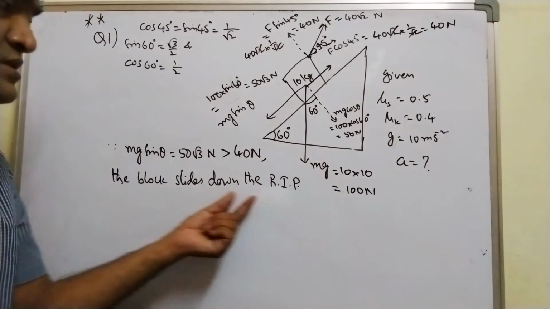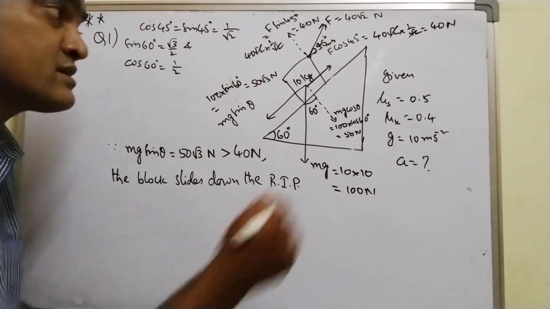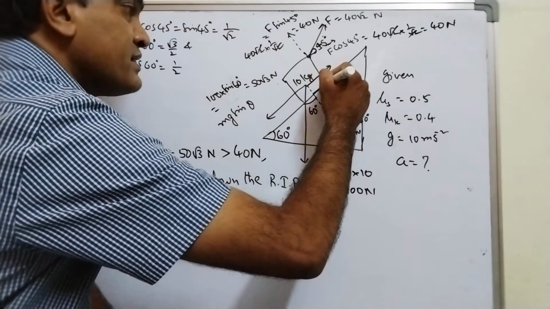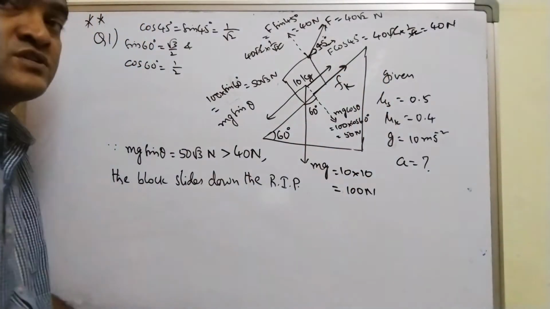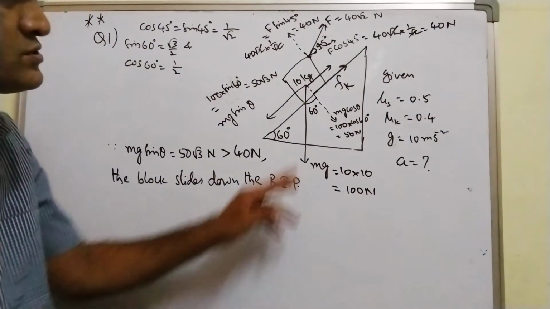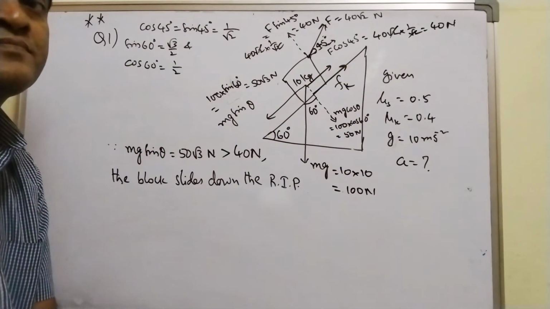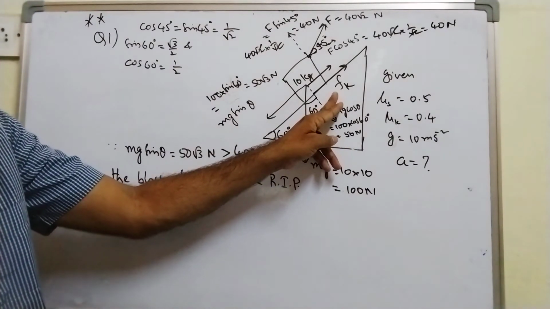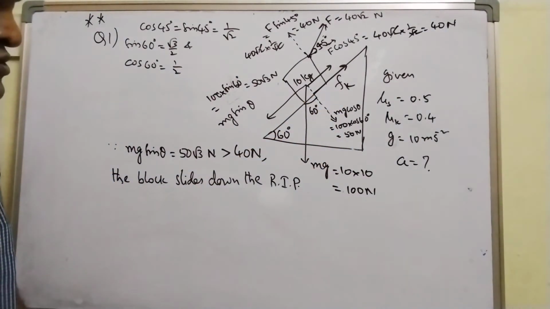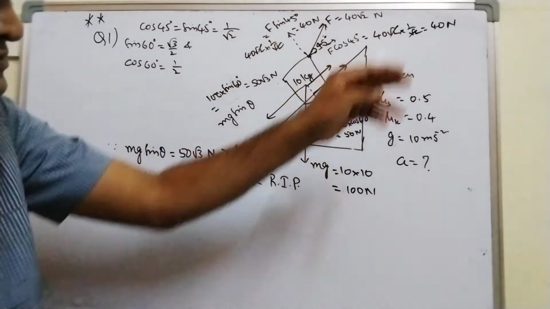And as it is sliding down the rough inclined plane, how will the frictional force act? Frictional force will be acting in this direction. See, frictional force is always a contact force. Represent frictional force at the point of contact. So I can write that Fk acts in the upward direction.